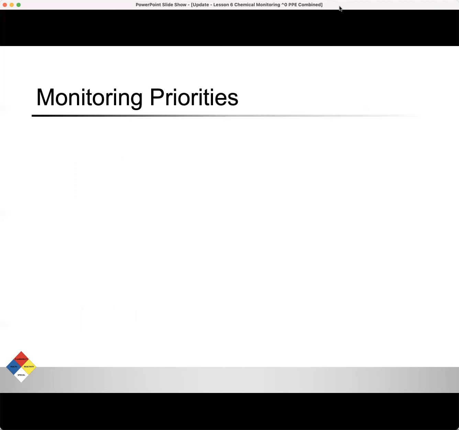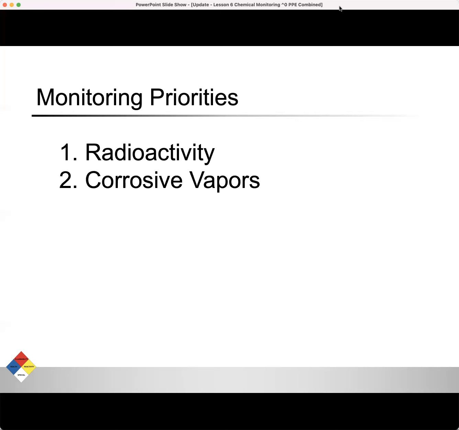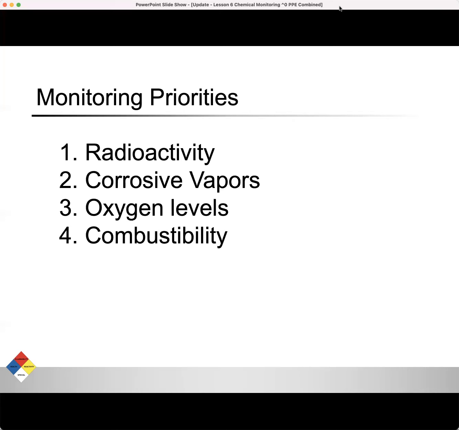All right, when we go into monitoring an incident, we get called to an incident, and as soon as we recognize or suspect that this incident is a hazardous materials incident, there are some priorities in order in which we want to monitor. So the order of these priorities is critical. The first thing we're going to monitor for is radioactivity. Second, corrosive vapors. Third, oxygen levels. Fourth, combustibility. And fifth, toxicity.